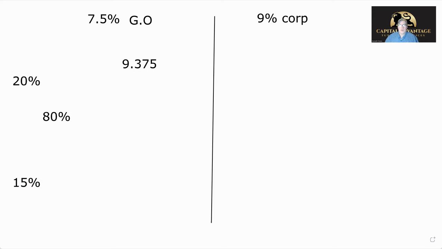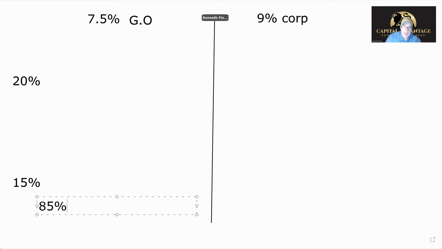So let's go to this one here. So now we're going to do this. You're in the 15% bracket. I keep doing that, I'll keep doing that a million times. You're in the 15% bracket. So 100 minus 15, or the opposite of, is 85%.